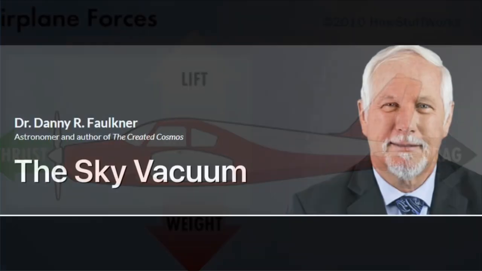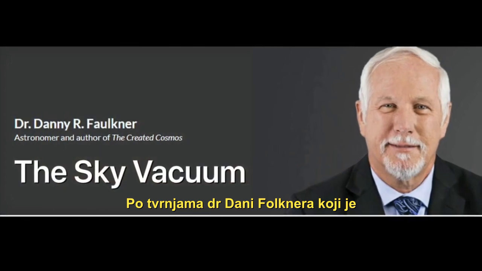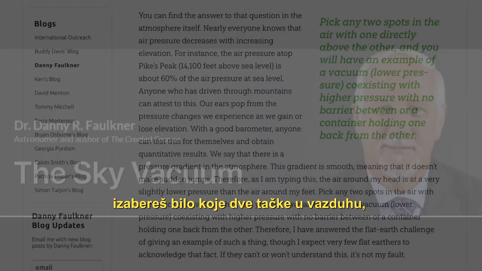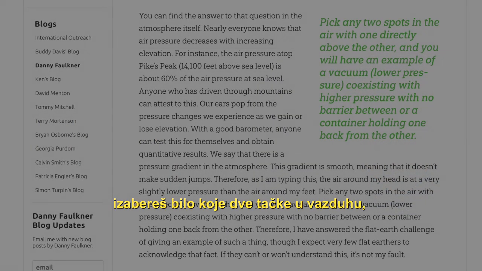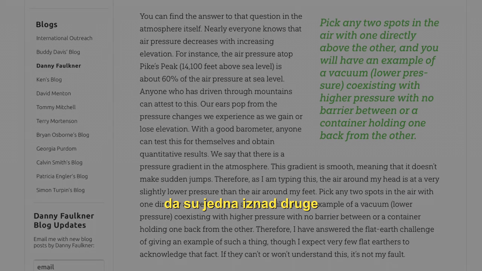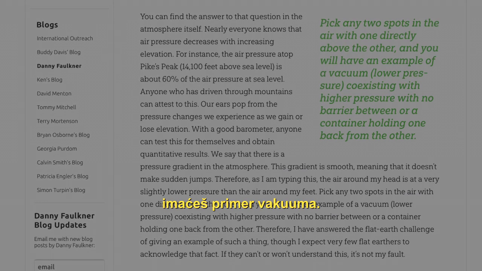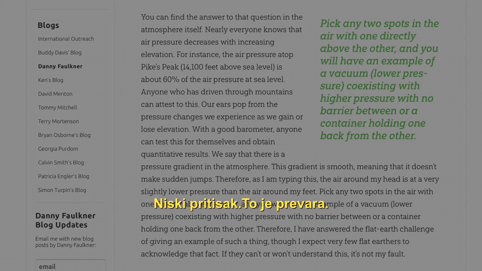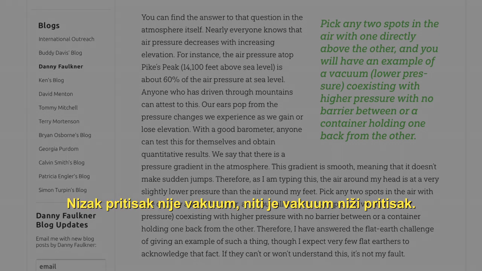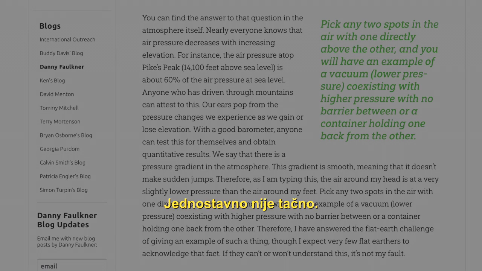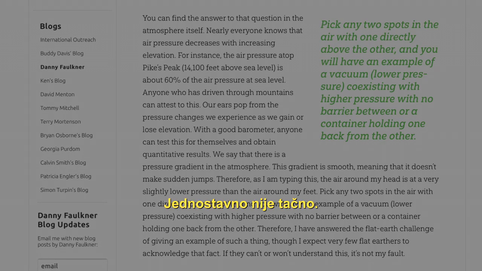Does this make sense? Well, according to Dr. Danny Faulkner, the vacuum expert, one more time, we must pick any two spots in the air, notice in the air again, with one directly above the other, and you will have an example of a vacuum. Lower pressure. That's doublespeak, folks. Lower pressure is not a vacuum, and the vacuum is not lower pressure. This is not true whatsoever.